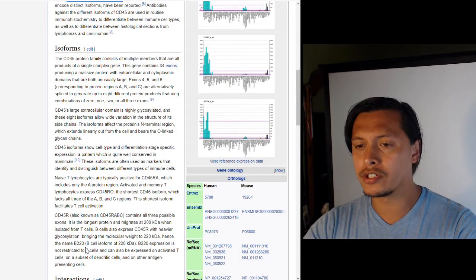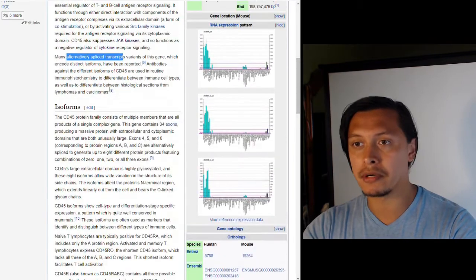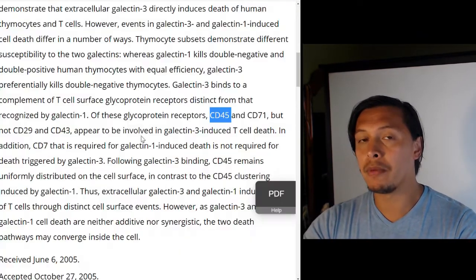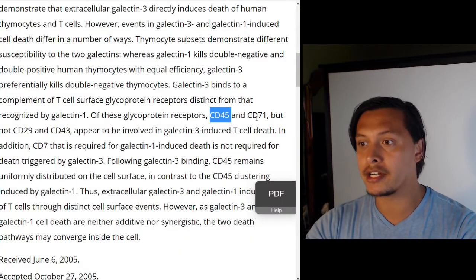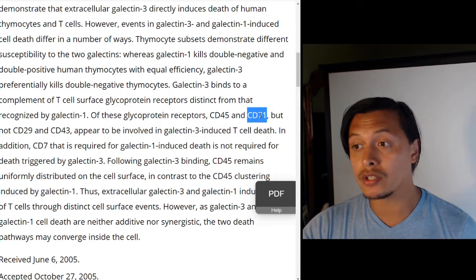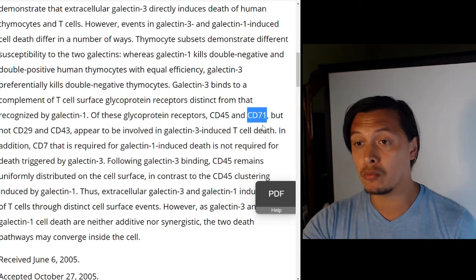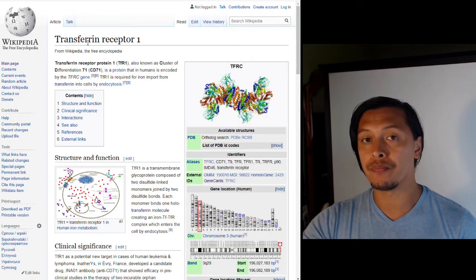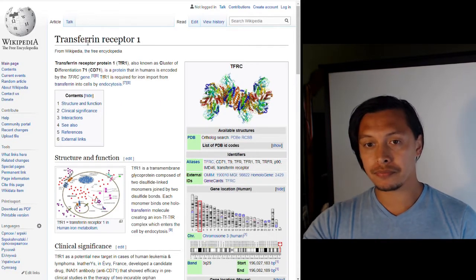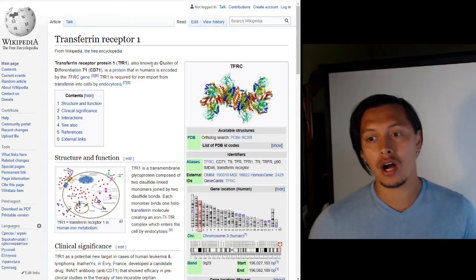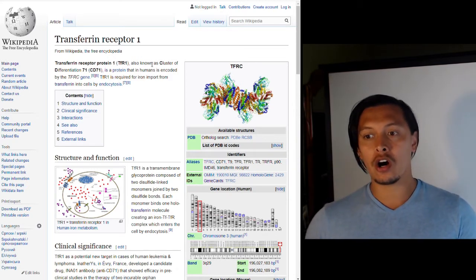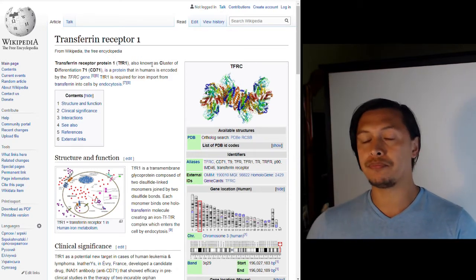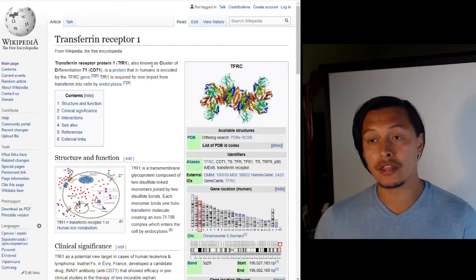Yeah, I won't go into too much detail. If you want, you can go to this Wikipedia article yourself. But the one that I really want you to pay attention to is CD71. So what is CD71? This is the transferrin receptor 1. This is the receptor on the cells that is important in interacting with transferrin.